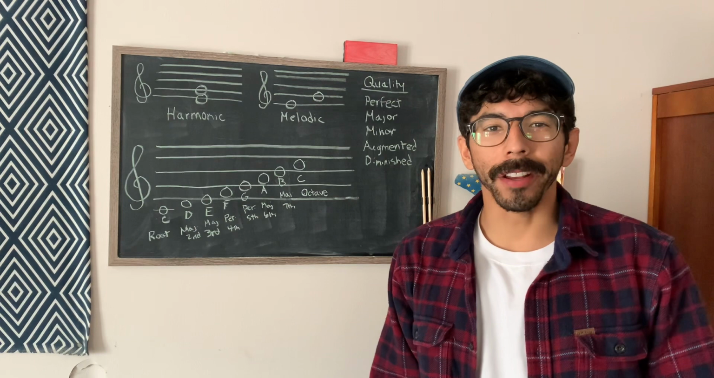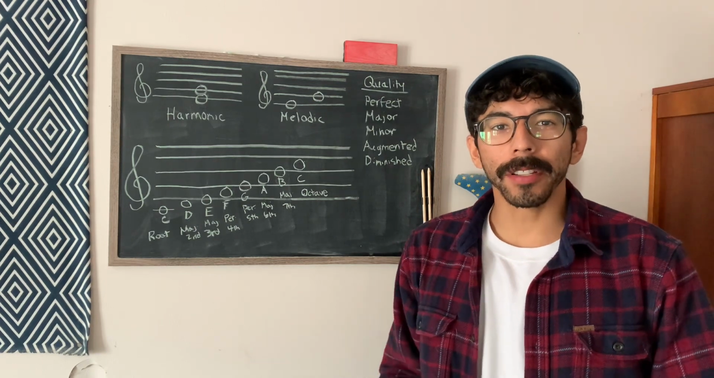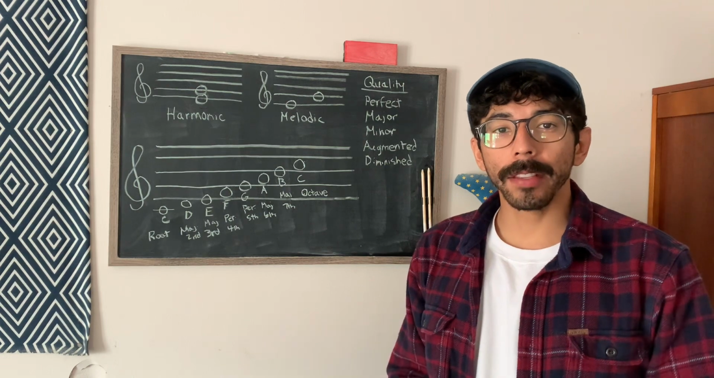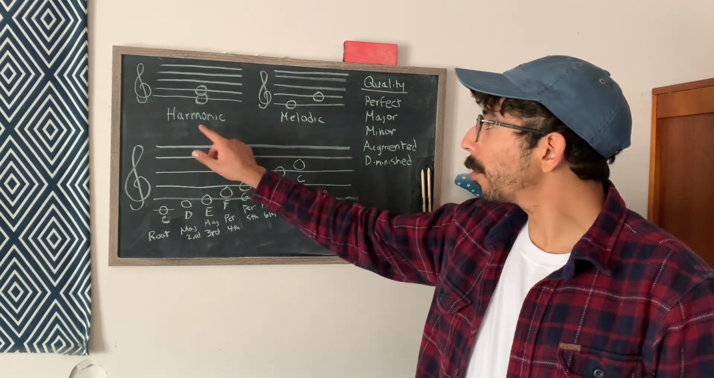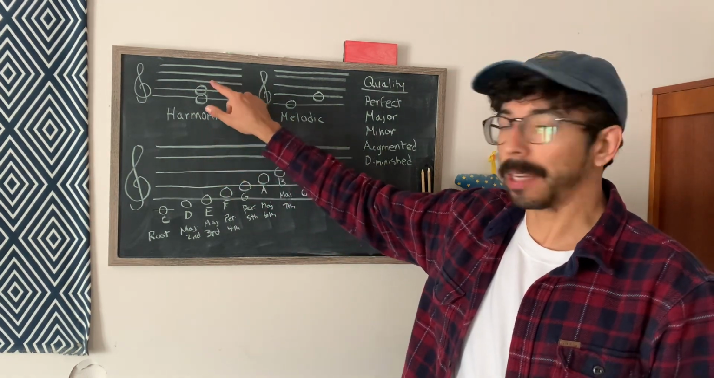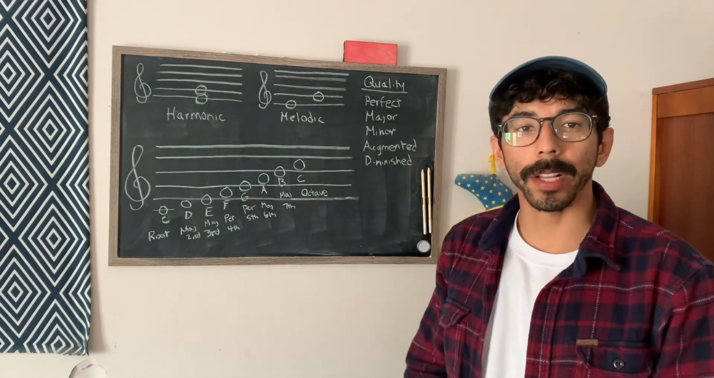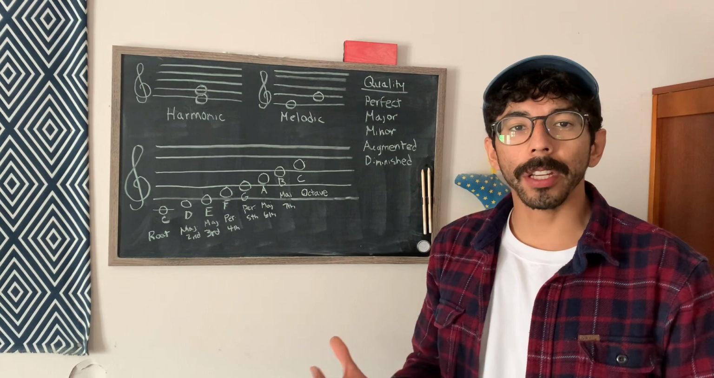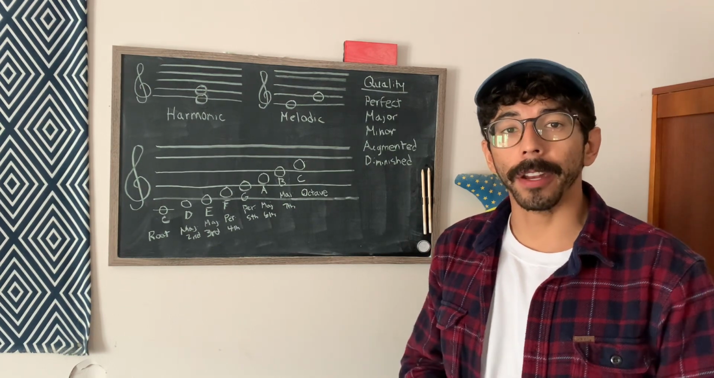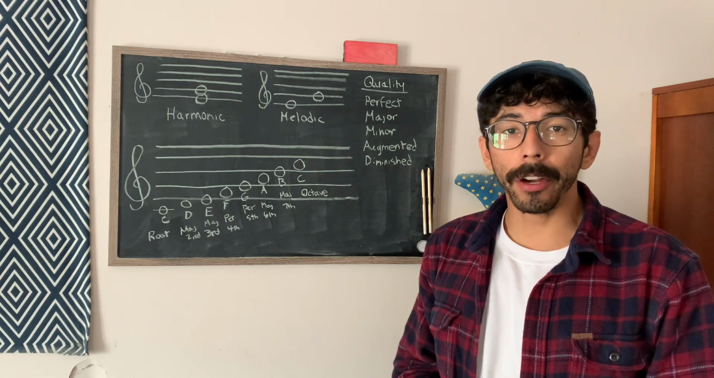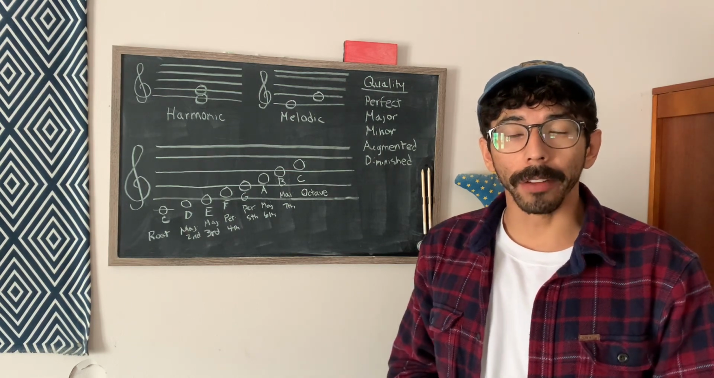Okay, so what are intervals? Intervals are simply the distance between two notes. And there are two kinds of intervals. There are harmonic intervals, which are two notes played at the same time, or melodic intervals, which are two notes played in sequence. Now, in order to name or identify an interval, there's two things you have to keep in mind: the number of the interval and the quality of the interval.